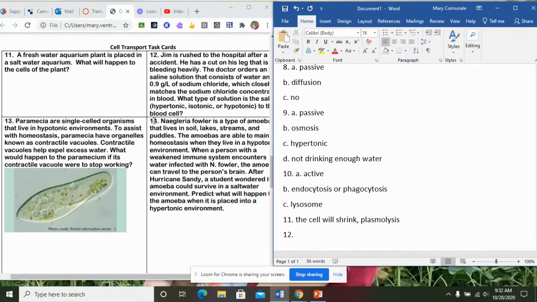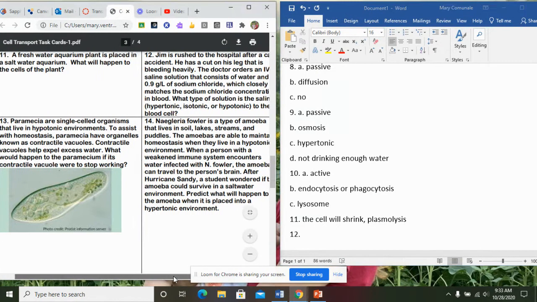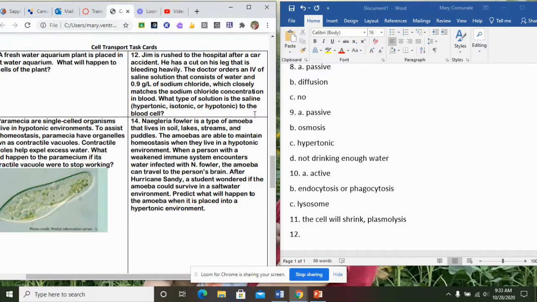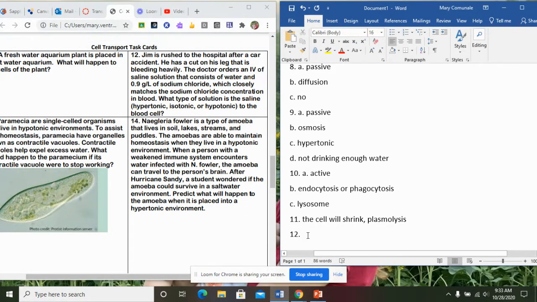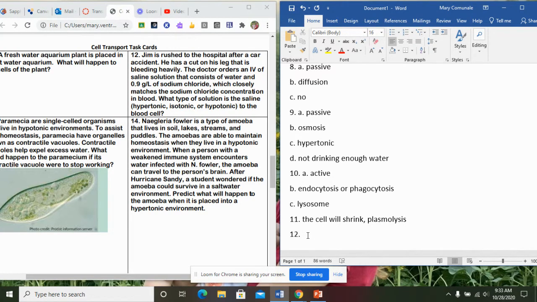Jim is rushed to the hospital after an accident. After a car accident, he has a cut on his leg that is bleeding heavily. The doctor orders an IV of saline solution that consists of water and 0.9 grams per liter of sodium chloride, which closely matches the sodium chloride concentration in blood. What type of solution is the saline, hypertonic, isotonic, or hypotonic to the blood cell? If it closely resembles that of blood, they're trying to make it be isotonic.